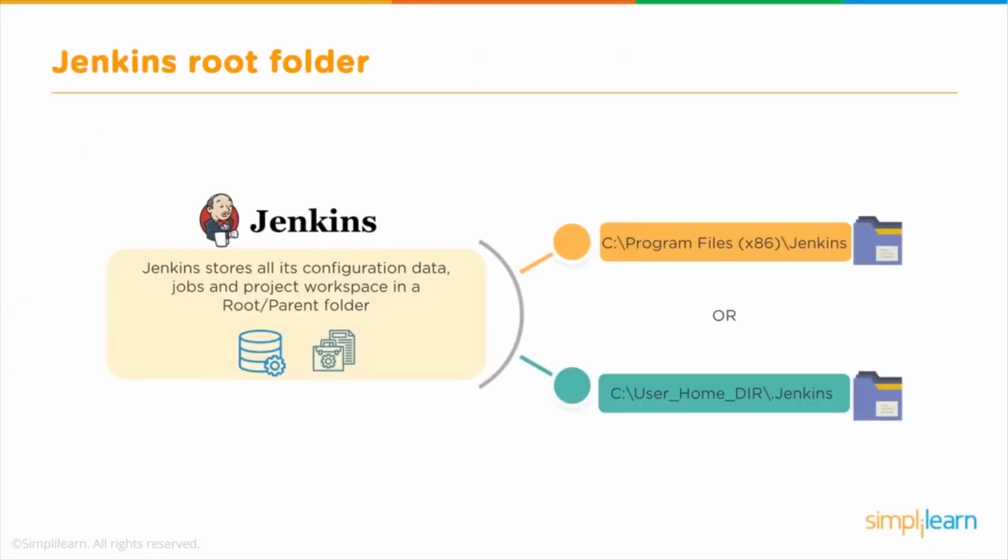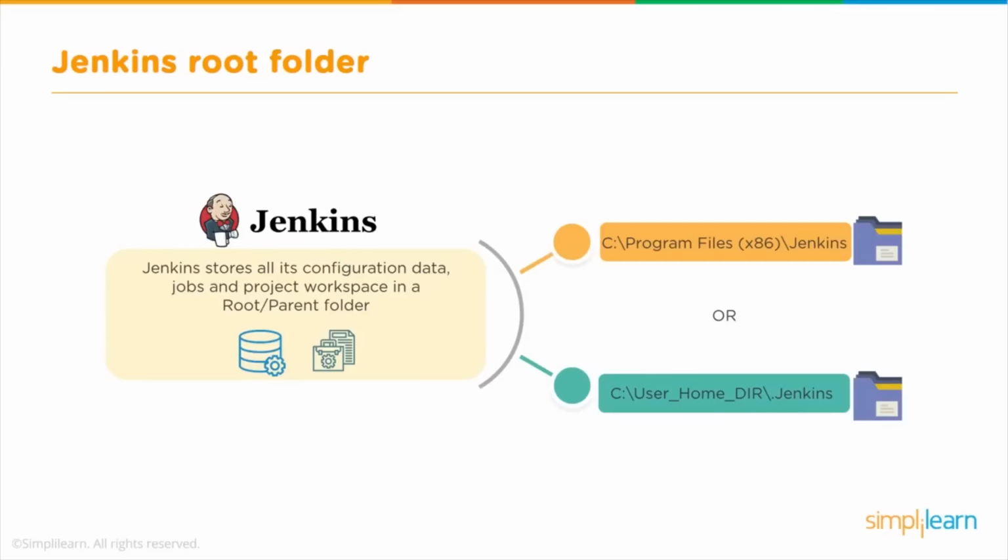Before you start the Jenkins installation, just be aware of one fact: there is a variable called JENKINS_HOME. This is where Jenkins would store all its configuration data, jobs, project workspace, and all that specific to Jenkins. By default, if you don't set this to any particular directory and you install using the MSI installer, your installation gets into C colon Program Files (x86) and the Jenkins folder.